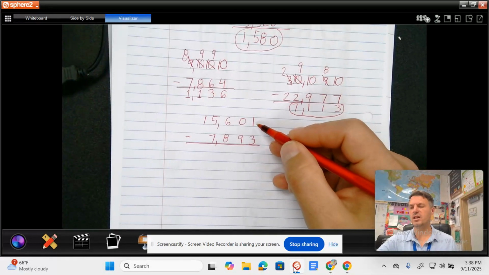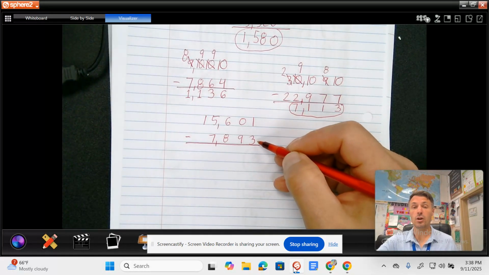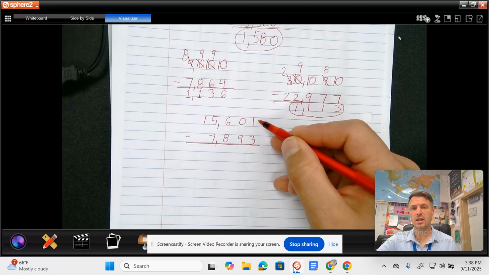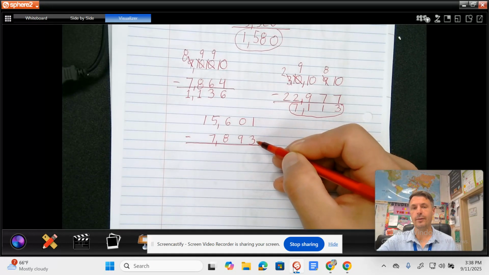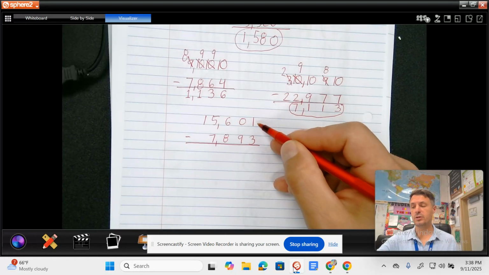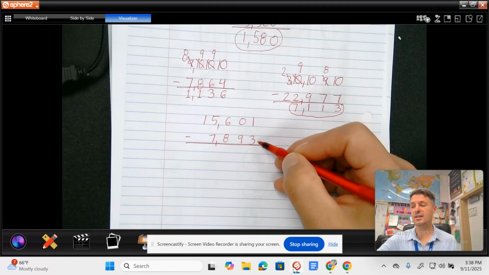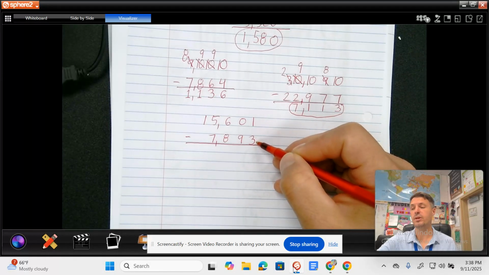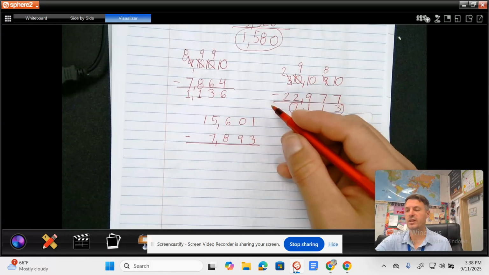Okay, so starting off here, the ones place. We know 15,601 is bigger than 7,893, in other words, we know the minuend here is bigger than the subtrahend here. But even though we know this whole number is bigger than this whole number, we can't subtract the 3 from the 1 because the ones place on bottom is bigger than the ones place on top. So what do we do in that situation?